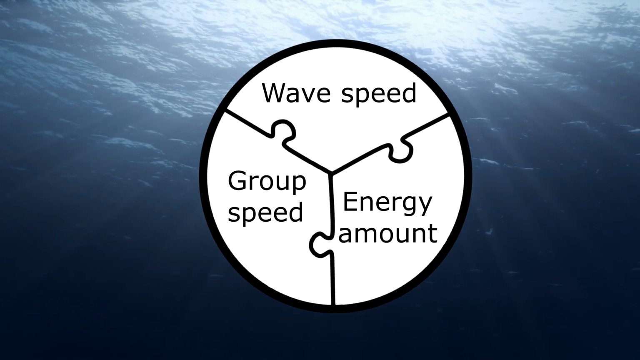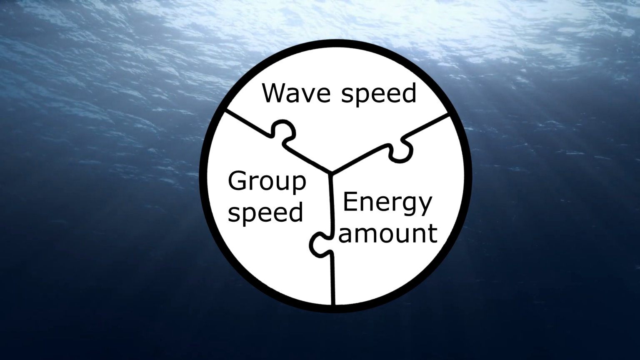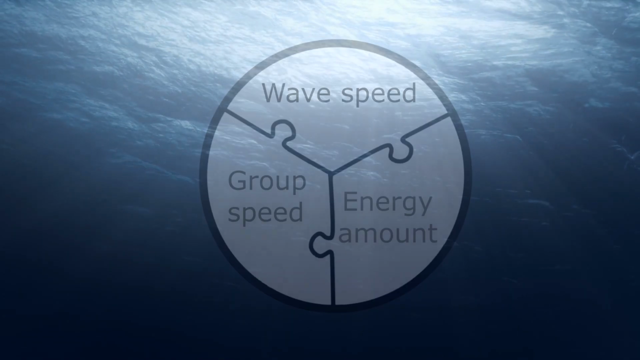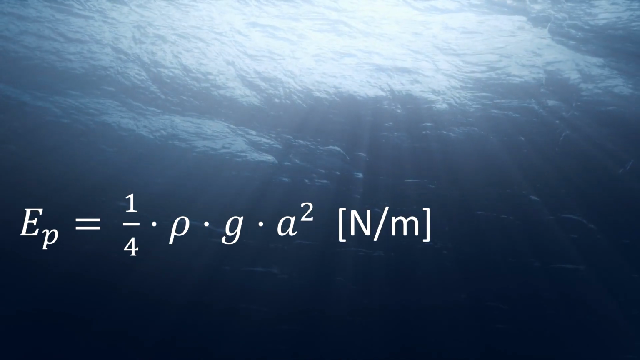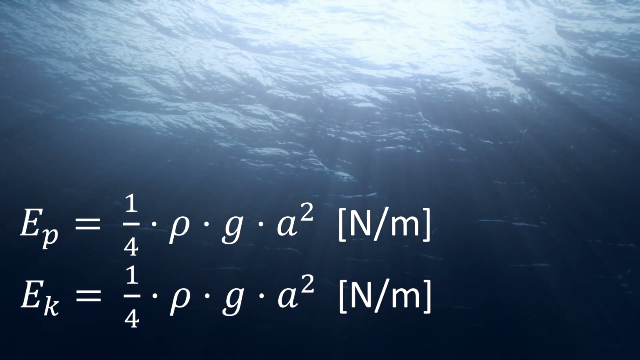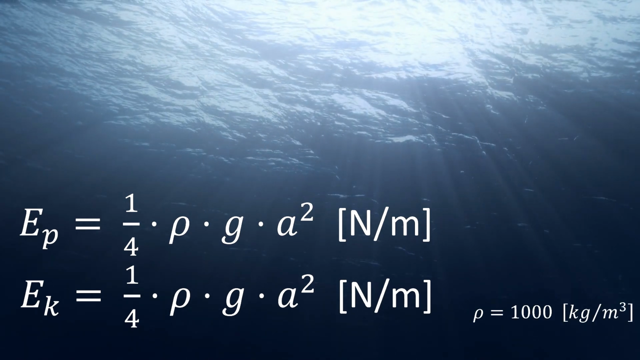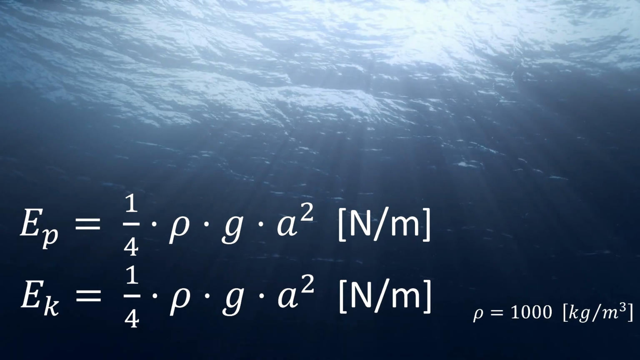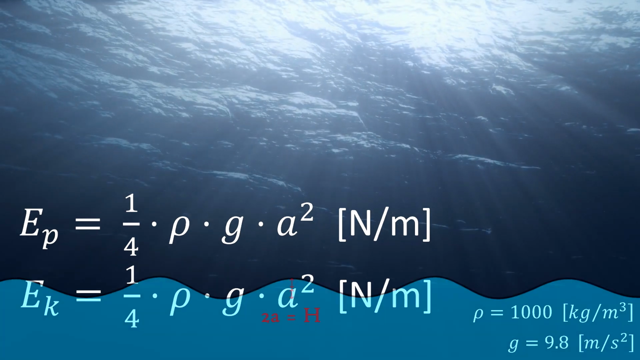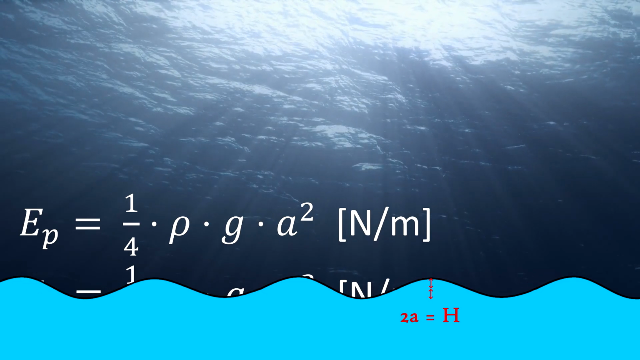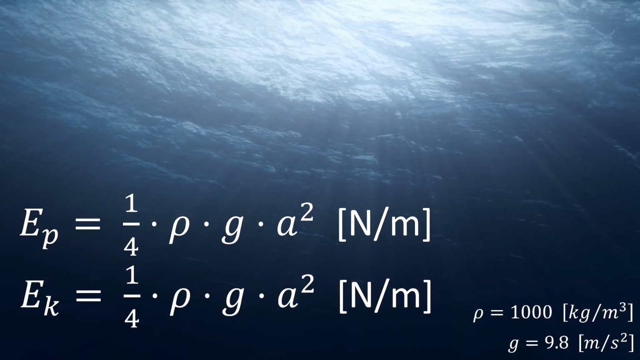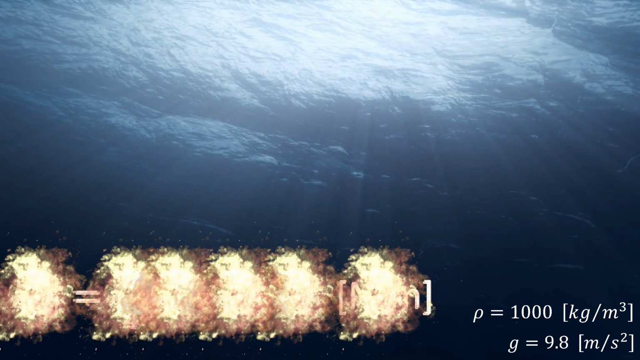So now, for the last part of the puzzle, we need to take a look at the amount of wave energy, taken as an average in time and space. Again, the linear wave theory comes to our rescue. It describes the average potential energy and the average kinetic energy, both as a function of the water density, let's say 1000 kilograms per cubic meter, the gravitational acceleration, 9.8 meters per second squared, and the wave amplitude, which is half the wave height. That's the last part of the puzzle, the amount of wave energy averaged over time and space.